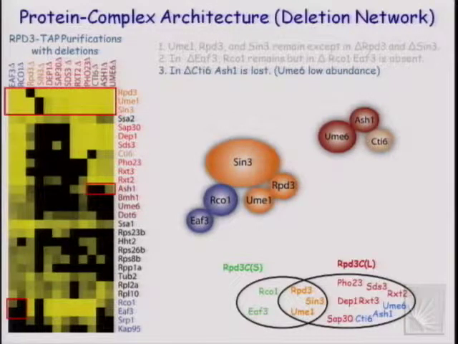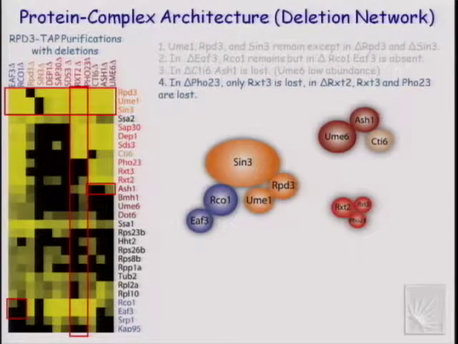The RXTs, FO23 are present, SAP30, DEP1, STS3 remain. In the FO23 deletion, all we're losing is RXT3. So we're losing RXT3 and FO23, RXT2 is present. These other components are still present. In the RXT2 deletion, RXT3 and FO23 are lost.